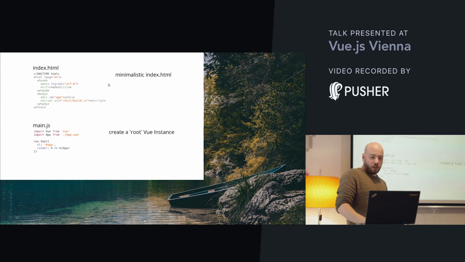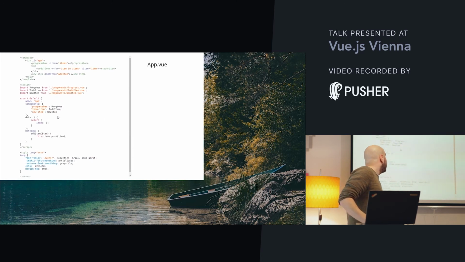The index.html file is very small. We just have a div container with the ID app and link the compiled JavaScript file. And in our main.js file, using ECMAScript 6, I only define a root instance of a Vue.js model, which loads the app.vue file.